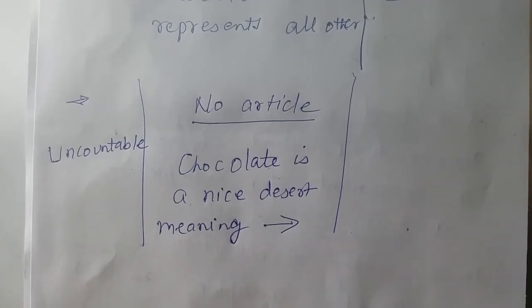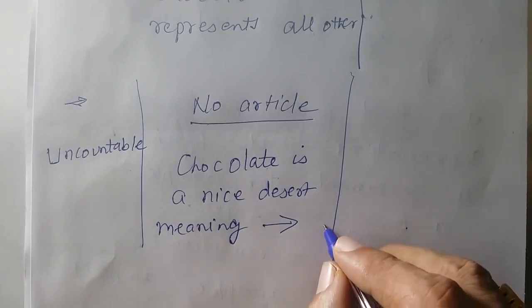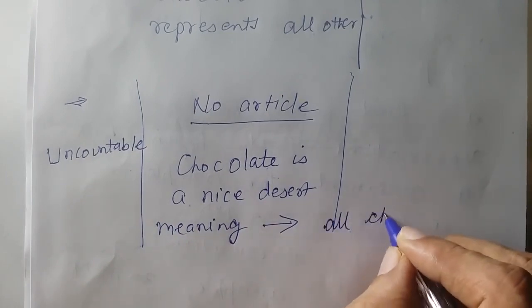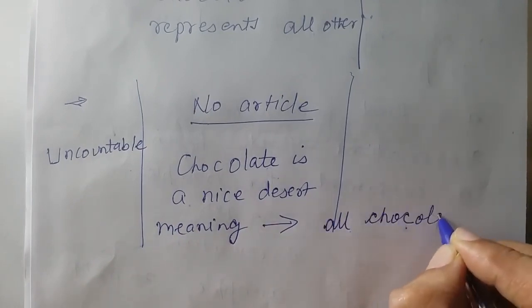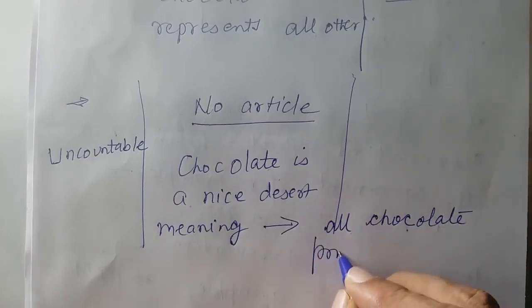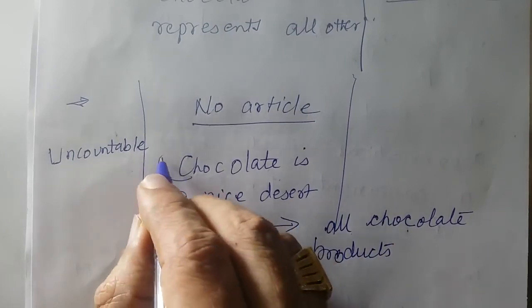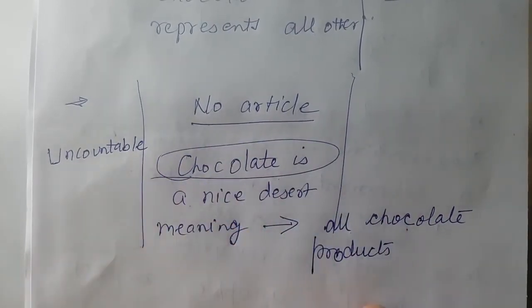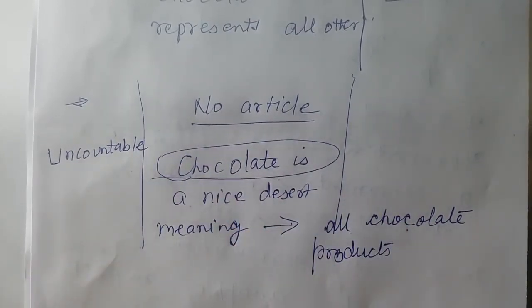If you say chocolate, meaning all chocolate products, because it is representing, what is the definition? The whole group. We have given the definition of a generic noun, right? This is the definition of a generic noun.